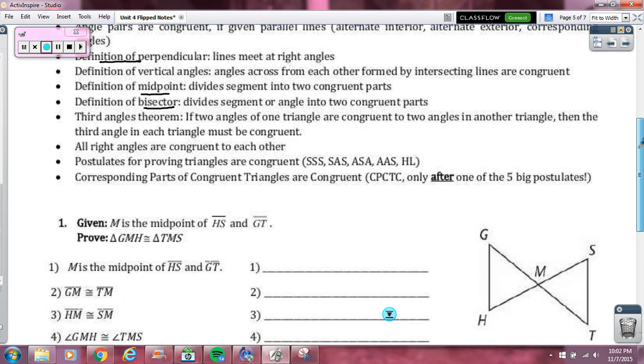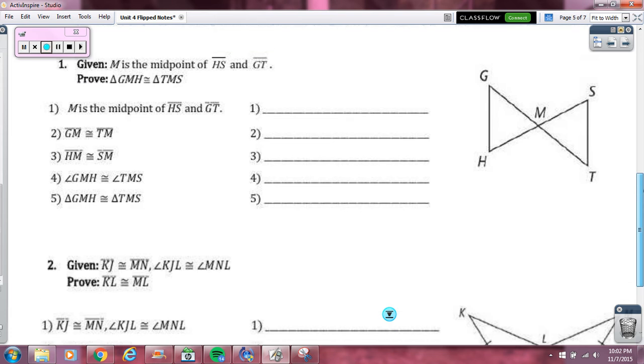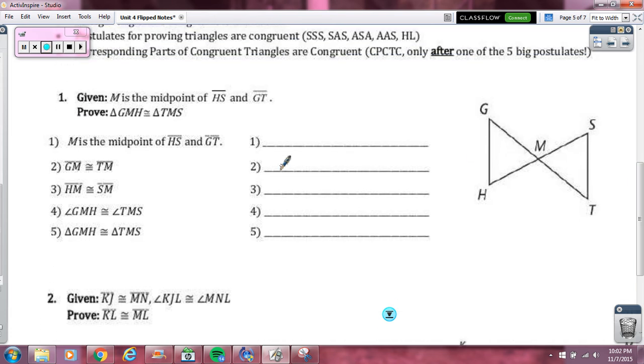After you've unpaused, you can scroll on down. We're going to actually do a couple proofs. Anytime you're given information, always put it in your picture. So M is the midpoint of HS and GT. Here's M. From the definition you wrote down up above, we know that a midpoint divides a segment into two equal pieces. So M is going to divide HS into two pieces and GT into two equal pieces.